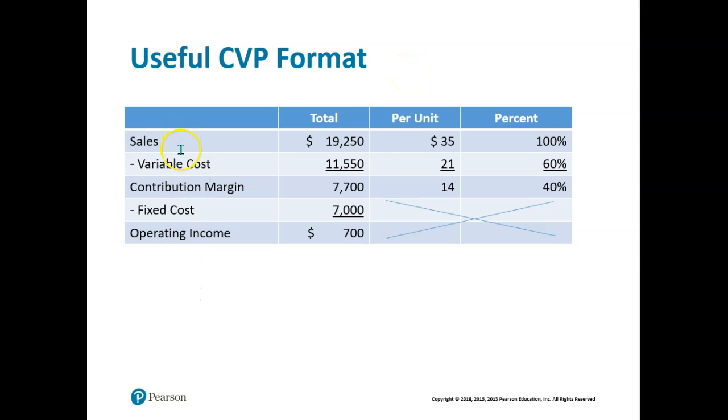You can just say sales less VC is CM minus FC is OI. You know, have a quick heading over here, but if you use this, it'll save you on a lot of different problems. Okay.